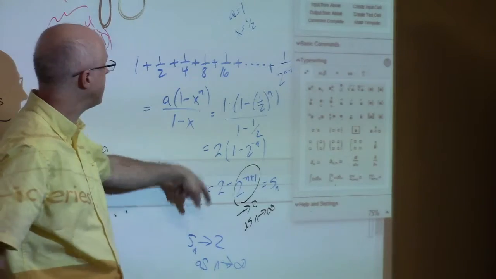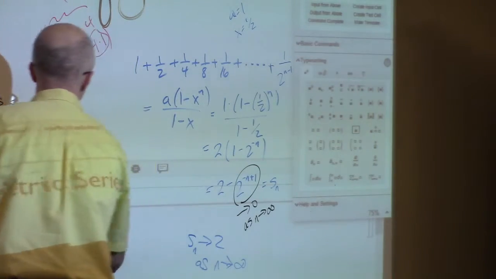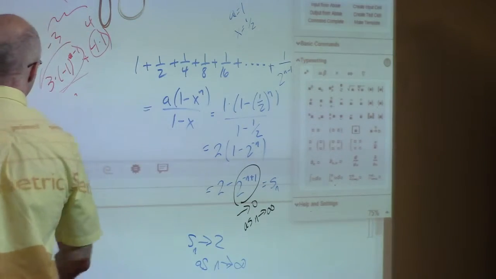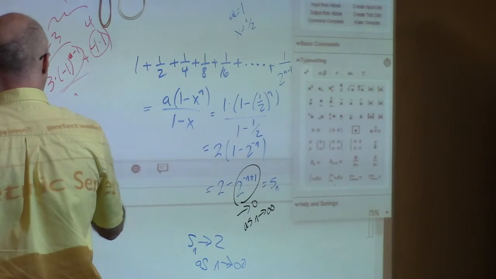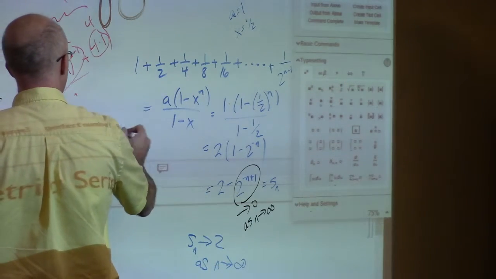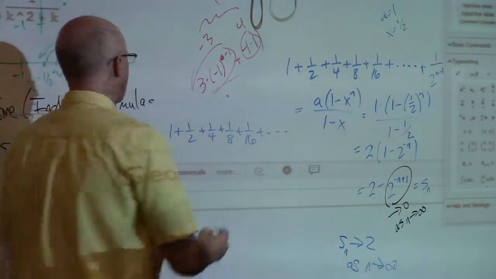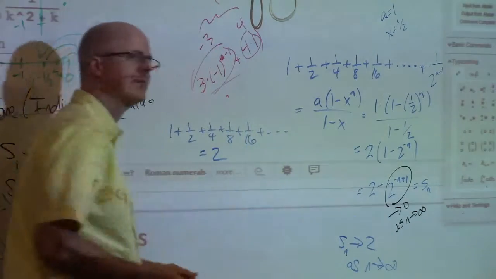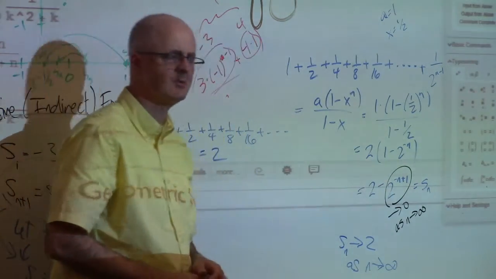And therefore we say the corresponding infinite geometric series converges to 2. We say this sum right here, where the summation goes on forever and ever, equals 2. That is what that corresponding sequence converges to.